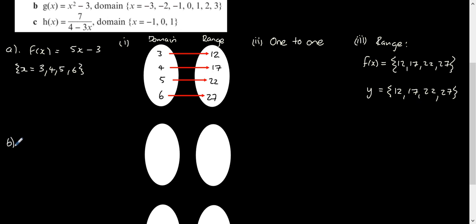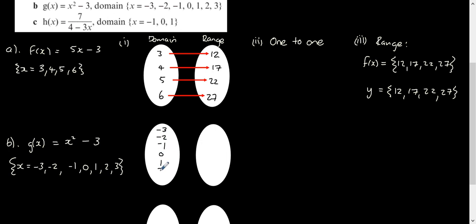So let's do the same for question B. This time we have a function g of x, and g of x is defined as x squared minus 3. Our domain is x equals minus 3, minus 2, minus 1, 0, 1, 2, 3. So let's add those to our domain, the left-hand oval in our mapping diagram: minus 3, minus 2, minus 1, 0, 1, 2, and 3. So those are all of our elements of the domain.